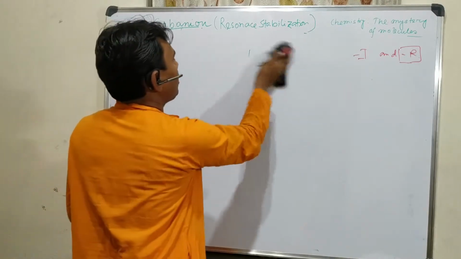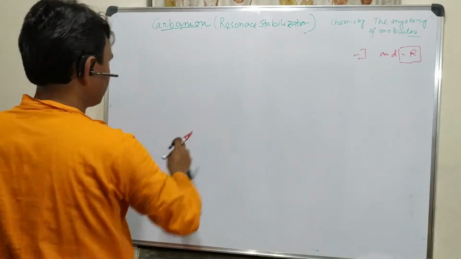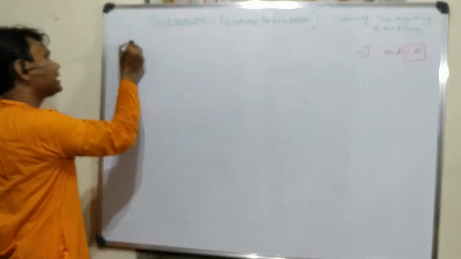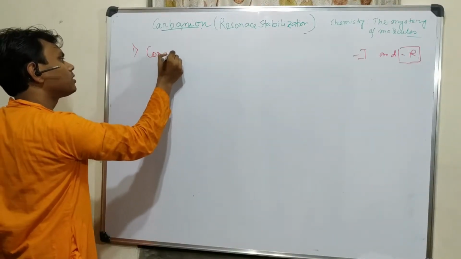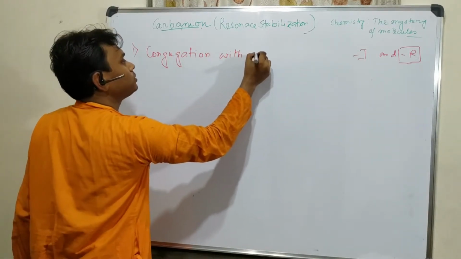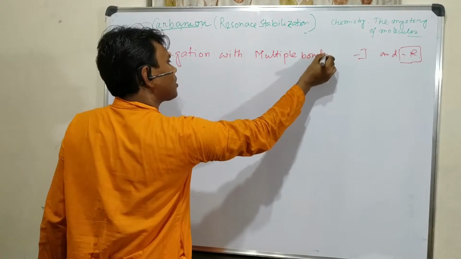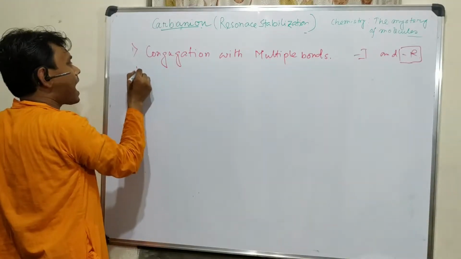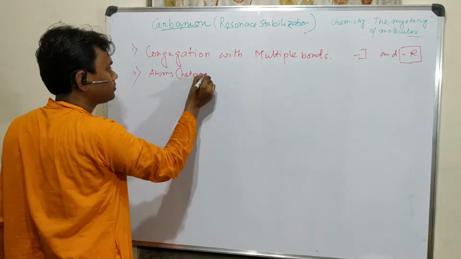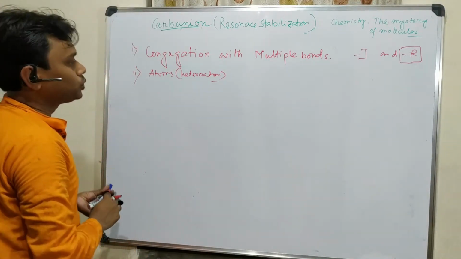Now, how can electron withdrawing be achieved? This electron withdrawing, or stabilization of the carbanion, can be achieved by conjugation with multiple bonds or atoms like heteroatoms. So let's start. First, we will explain conjugation with multiple bonds.